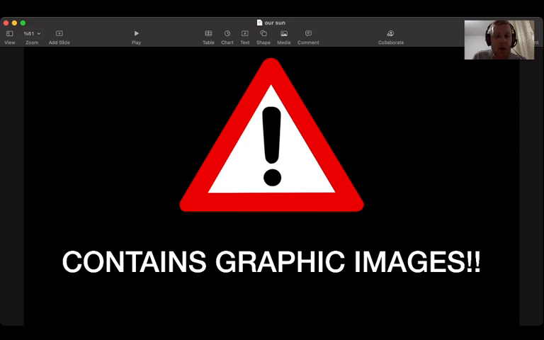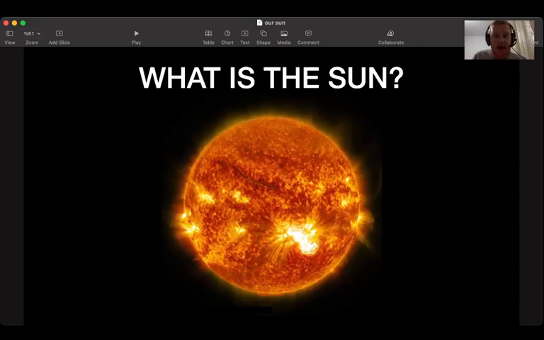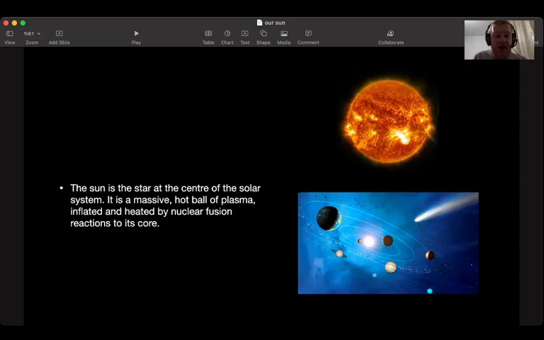Okay. So what is the sun? First of all, the sun is a star at the center of the solar system. It is a massive hot ball of plasma inflated and heated by nuclear fusion reactions in its core.